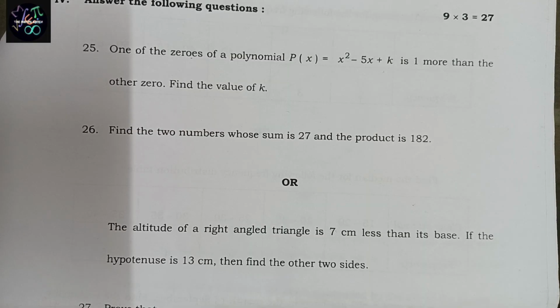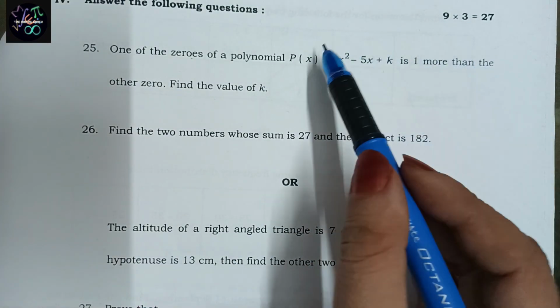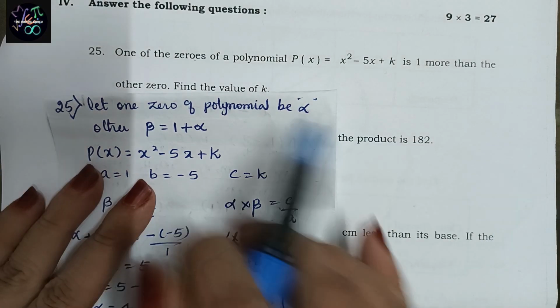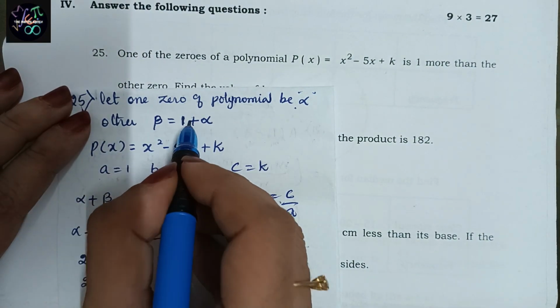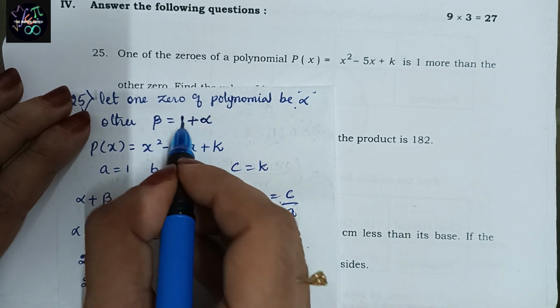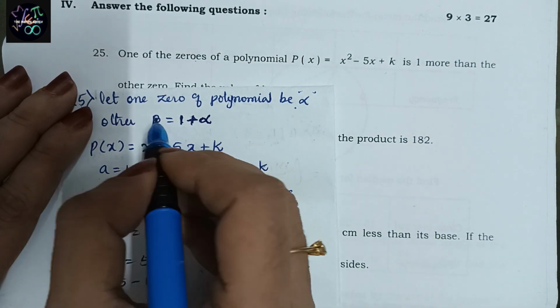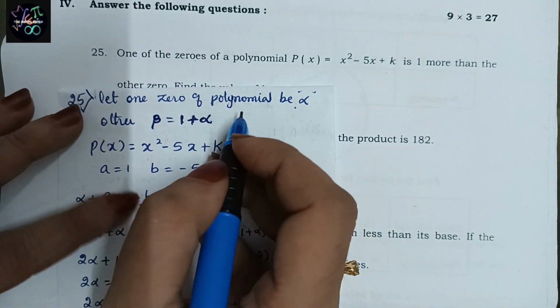So the next question is question number 25, that is, one of the zeros of polynomial p of x equals x square minus 5x plus k is one more than the other zero. Find the value of k. Means one zero is one more than the other. So I have written here, let one zero of the polynomial be alpha, then the other is one more than that. So beta is one more than the other. Okay, one I have taken as alpha only and beta is the other one which is one more than the other. So I have taken 1 plus alpha.